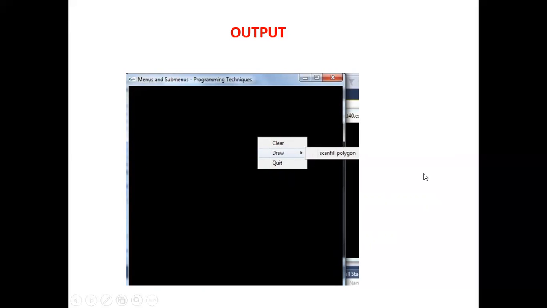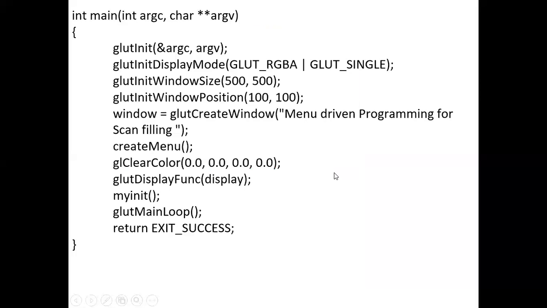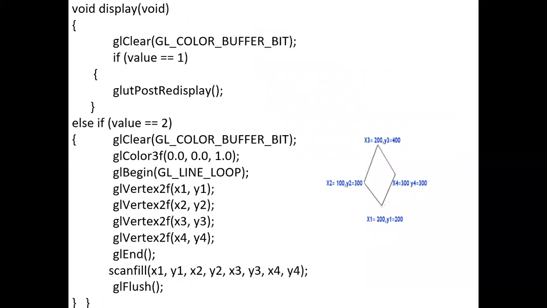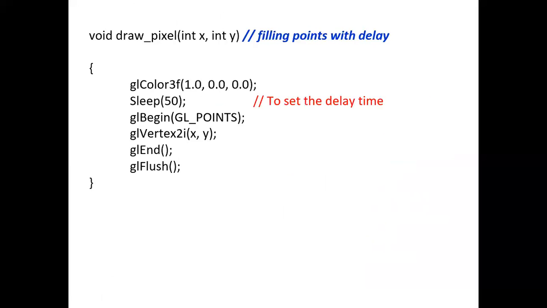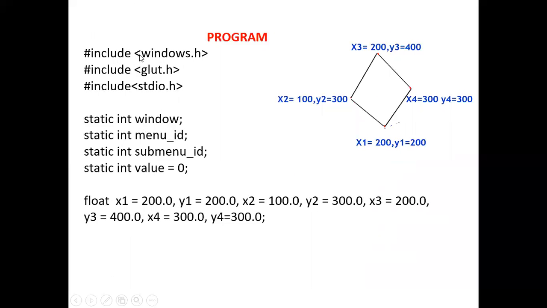So this is a menu driven program with three options: clear, draw, and quit. And inside the draw, I have one more sub menu, which is scan fill polygon. To do this particular task, since we need window ID and submenu ID, I am making use of hash include windows.h. Then coming to the variables, we need a few static variables. You know what we mean by static variables? Their value will not change until the execution of the program ends.